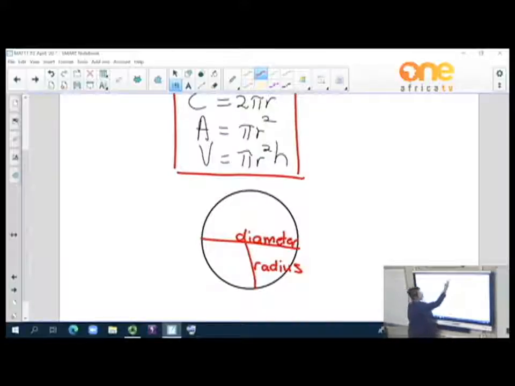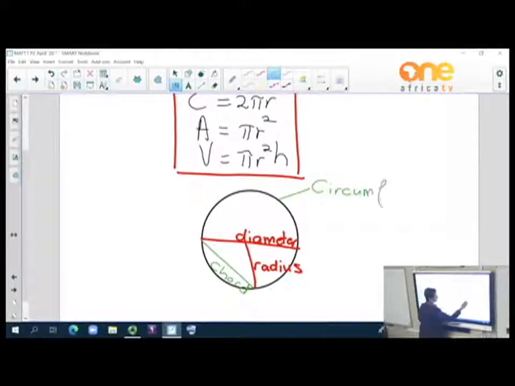Now, what we should also look at is this, which we call a chord. That is then the chord that you have there. Obviously, this part is the circumference. Circumference.